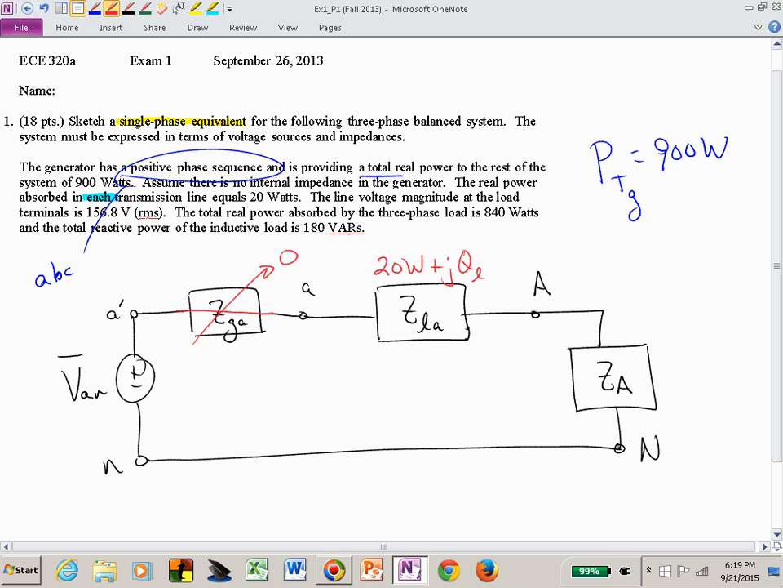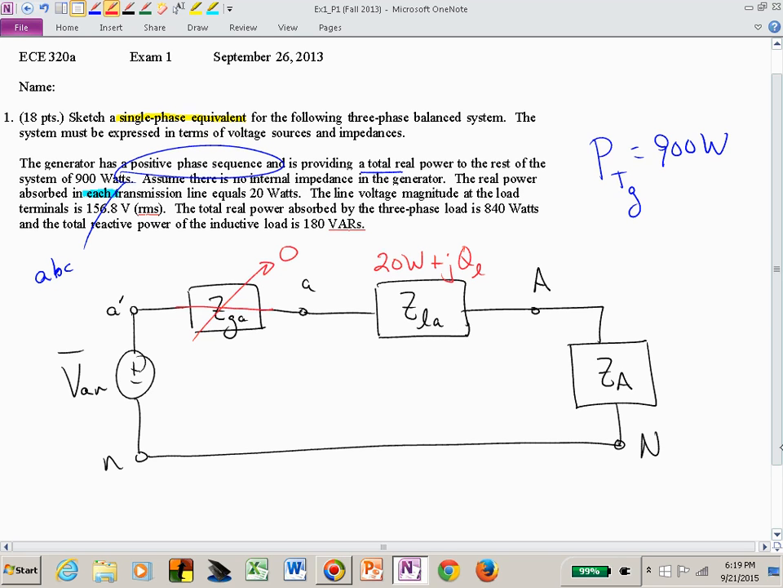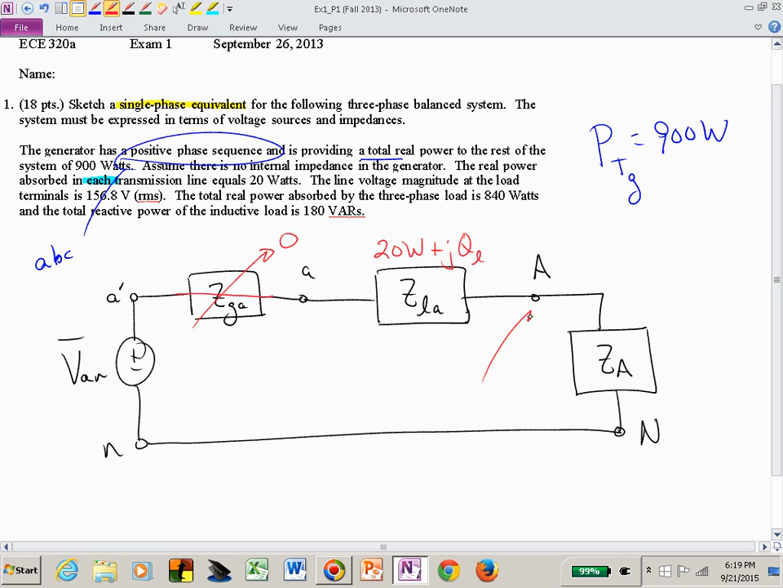The line voltage magnitude at the load terminals is whatever, 156.8 volts. Where's that? The line voltage. It's not even on this diagram, is it? That's from A to B. Trick, trick, trick, trick. What's the key word? It's not tricks, but you just have to pay attention. Line voltage. Question?